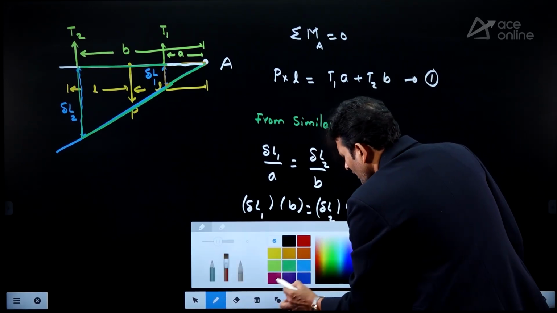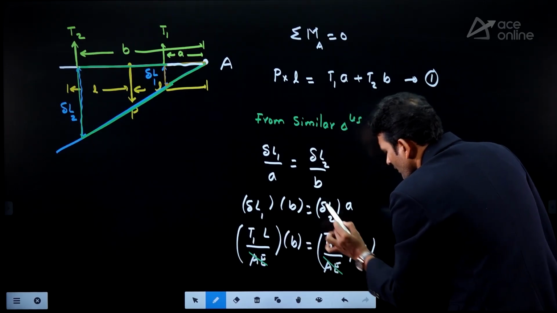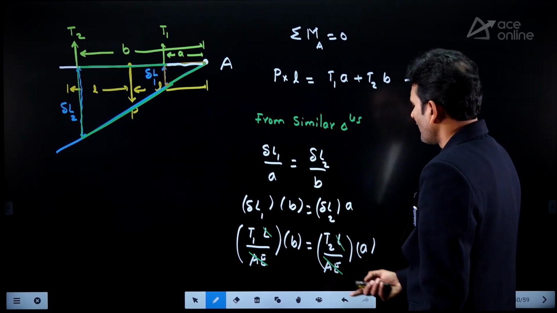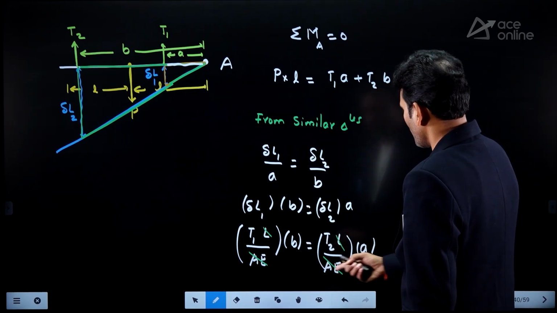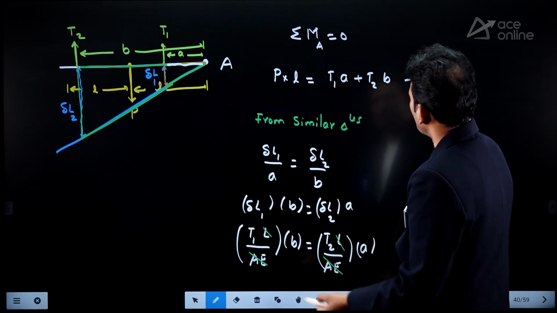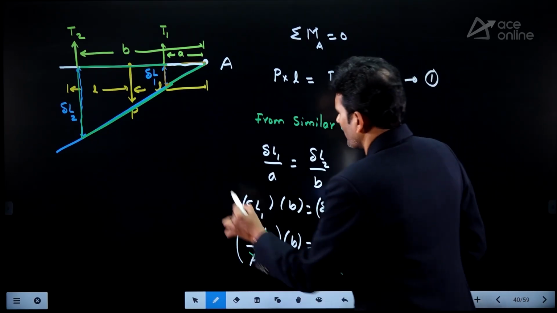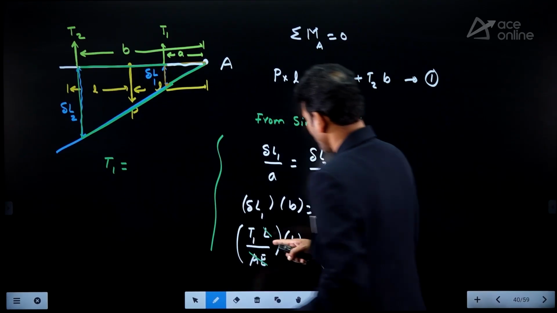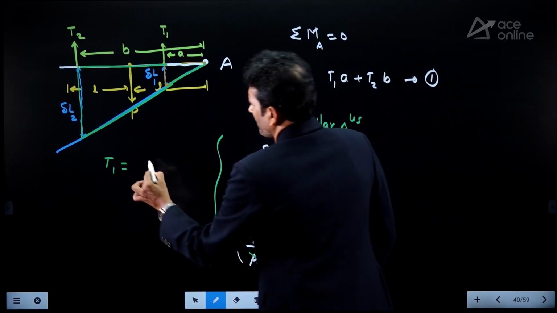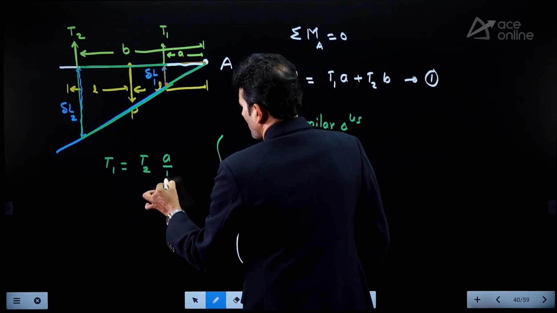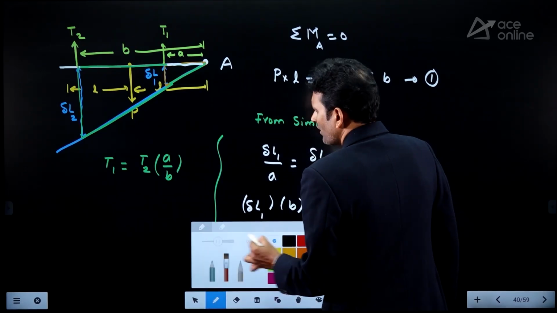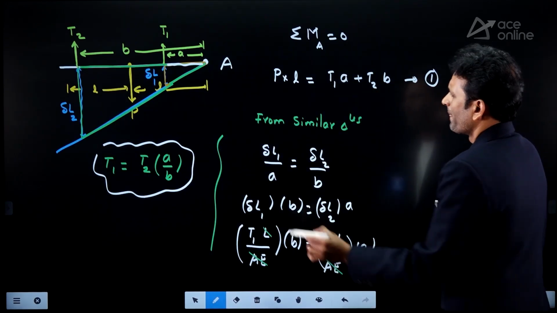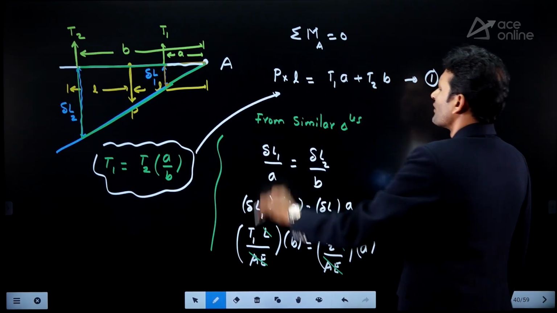Now AE is getting cancelled because both are made of the same material and same area. Length is getting cancelled, my dear friends. Then if I take T2, or you can take T1, your wish. Here I am writing T1 equal to T2 into A divided by B. This is the T1 value we are observing. This value you can use in this equation.